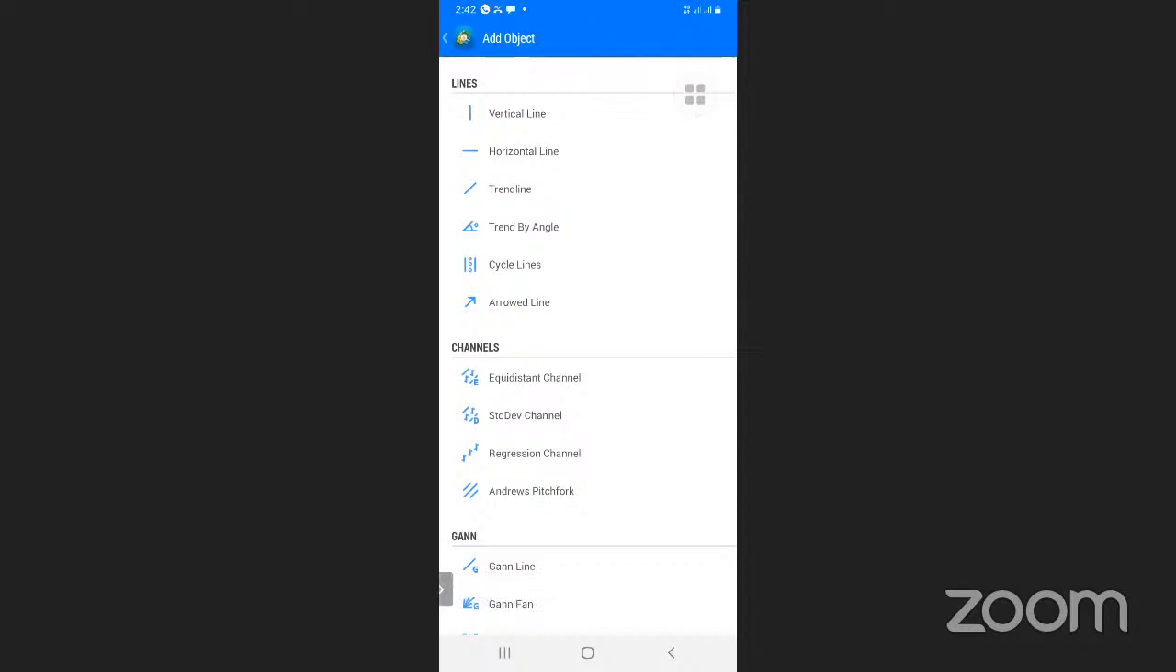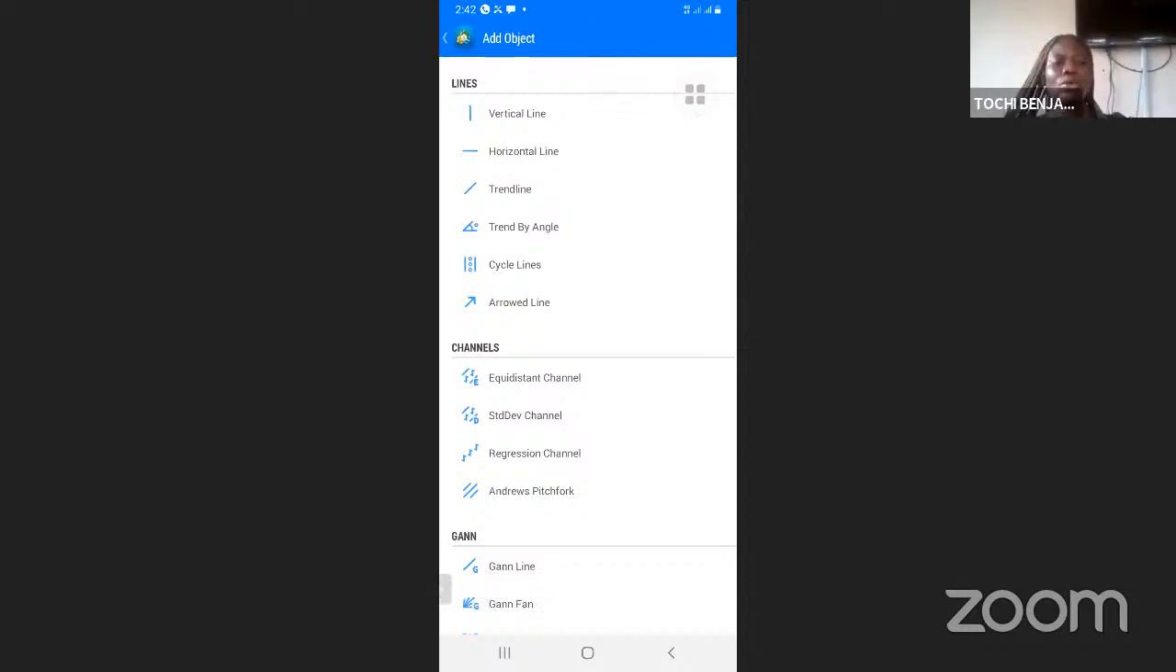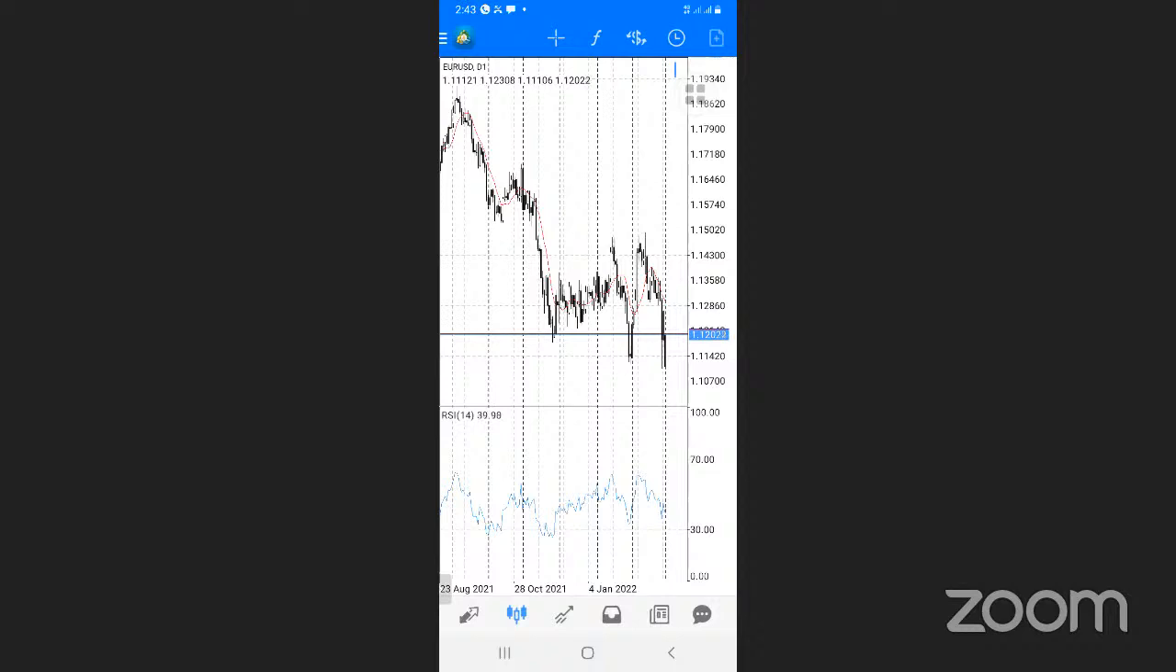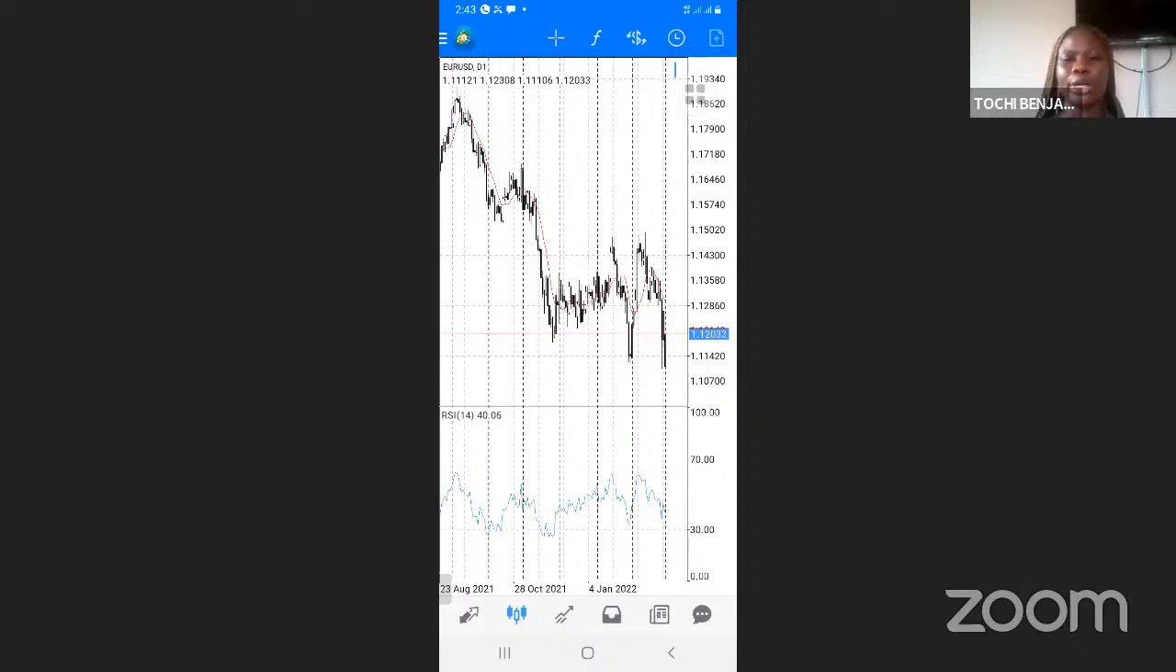Is it showing now? Yes, so you can see vertical line, horizontal line. So you can pick any one. Let's pick a vertical line first. Now put it on any support or the recent resistance. Let me know if you're understanding what we teach. Place it on the recent resistance, the most recent resistance we have on this chart.